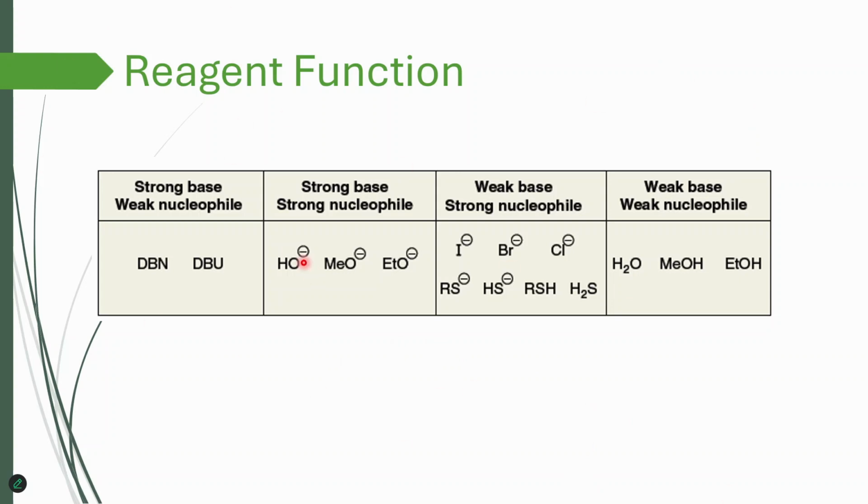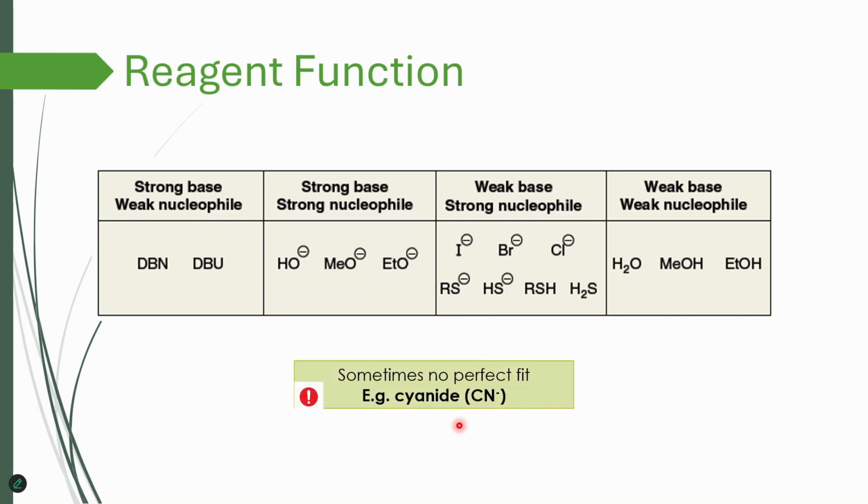We can classify these reagents into 4 categories: strong bases that are weak nucleophiles, strong bases and strong nucleophiles that can act as both, and the categories where they are weak bases. Some of them are strong nucleophiles, but some of them are weak nucleophiles. So this is obviously not a rigid classification because some reagents fall in between. For example, cyanide ion, we will talk about this. This is what I call a borderline reagent. It is a strong nucleophile but a moderate base, so it does not belong to any category. But in general, this kind of classification is useful for predicting reaction outcome very quickly.